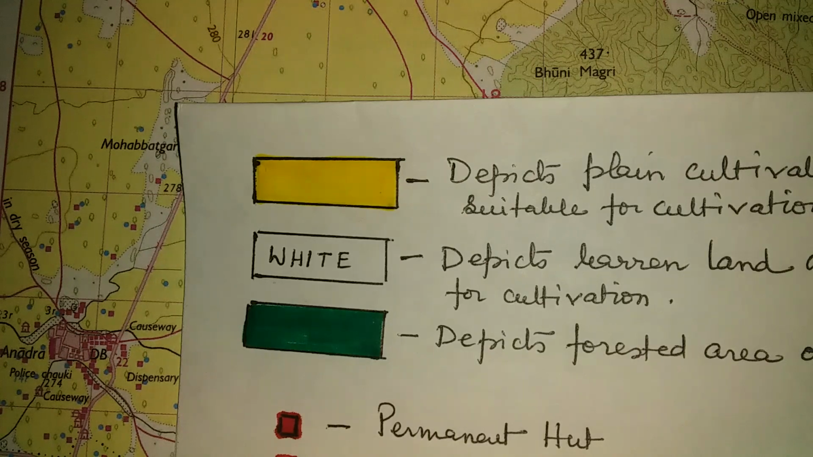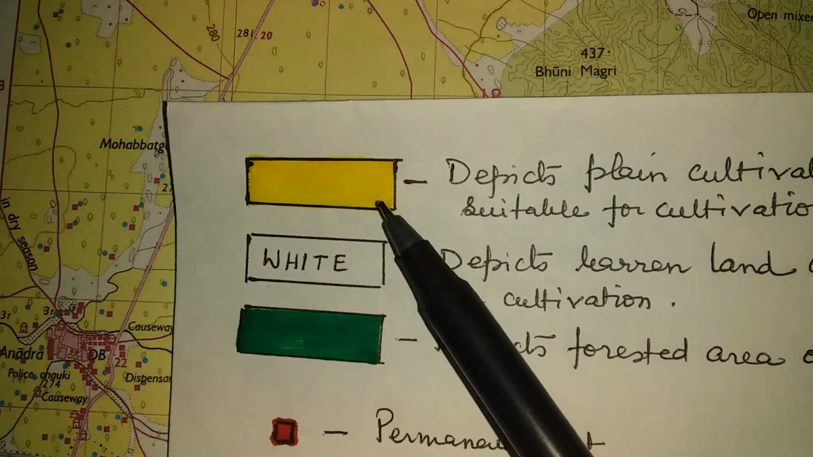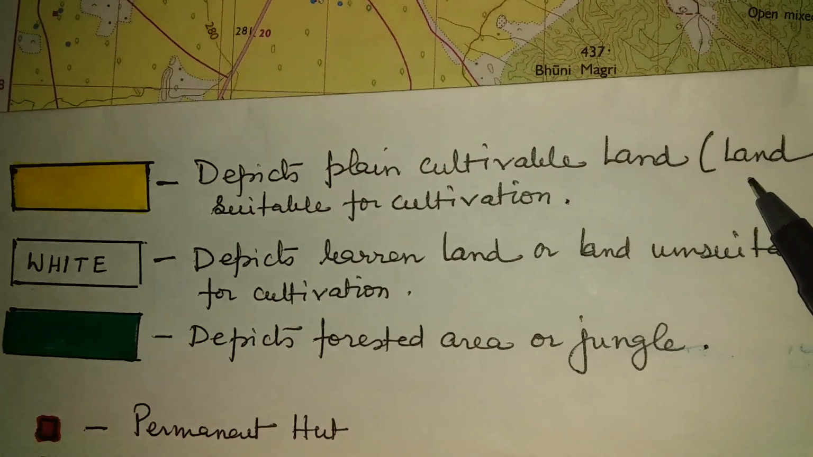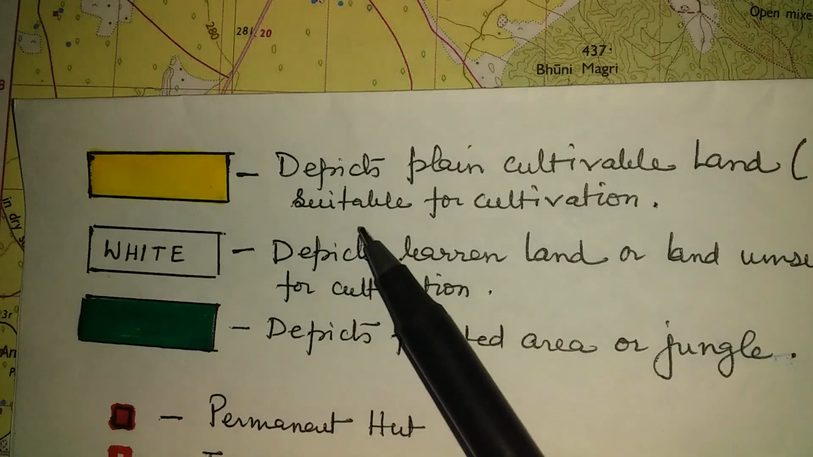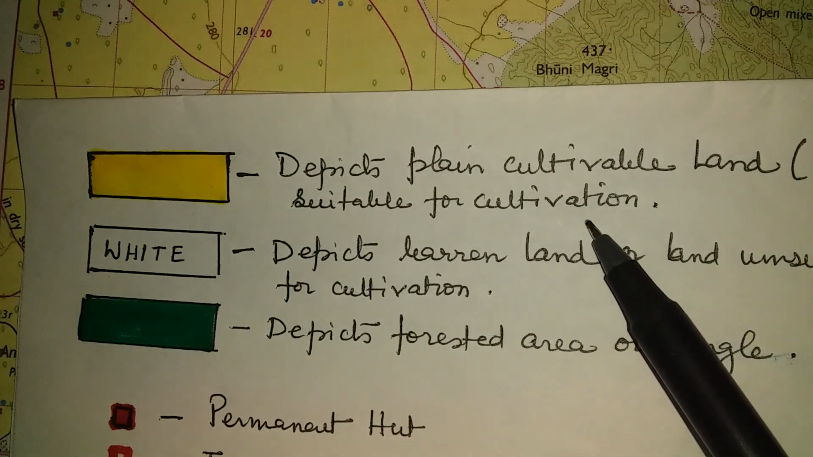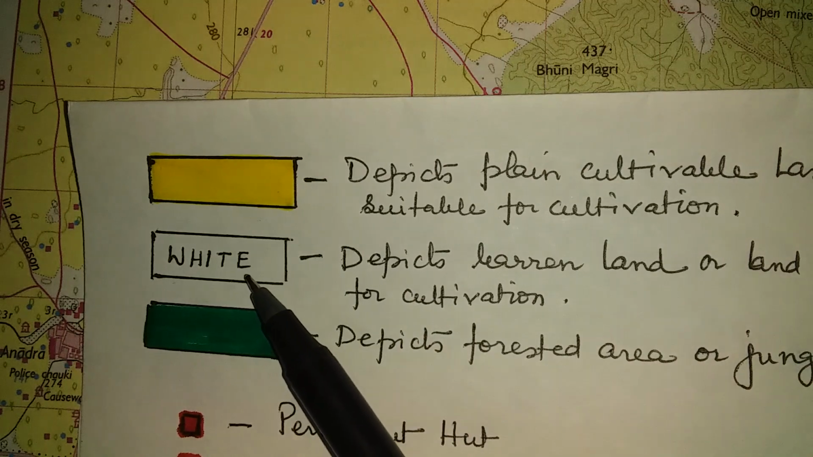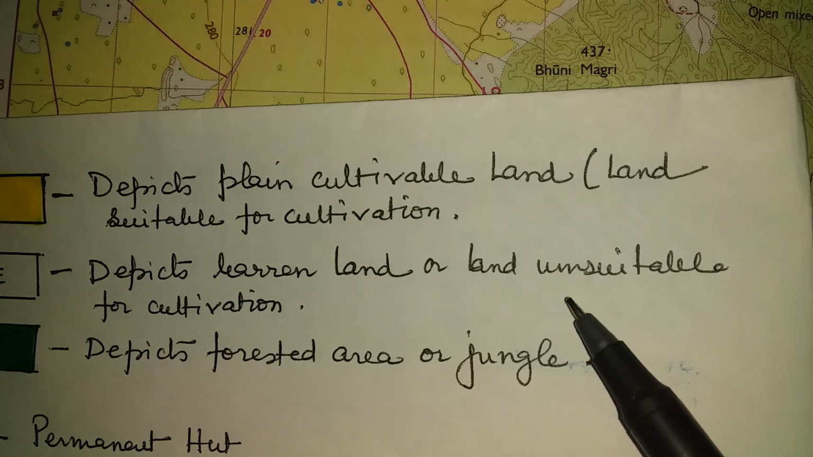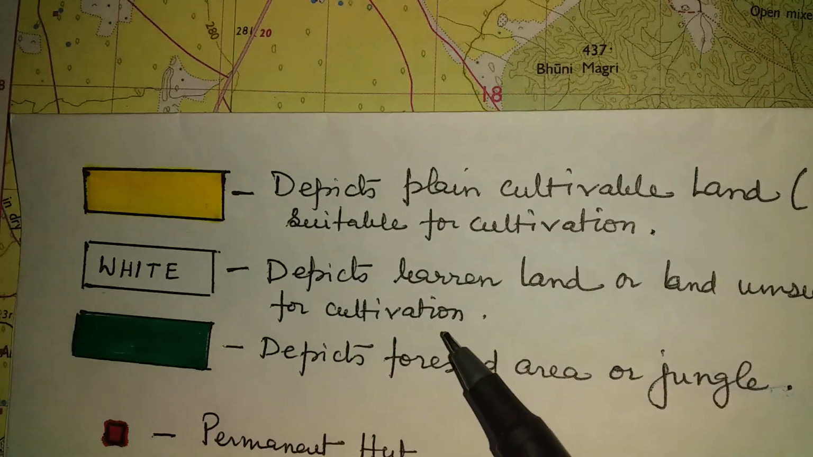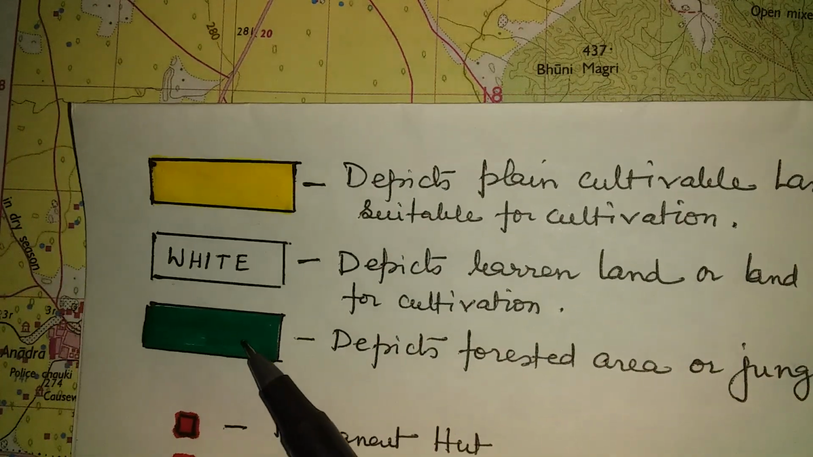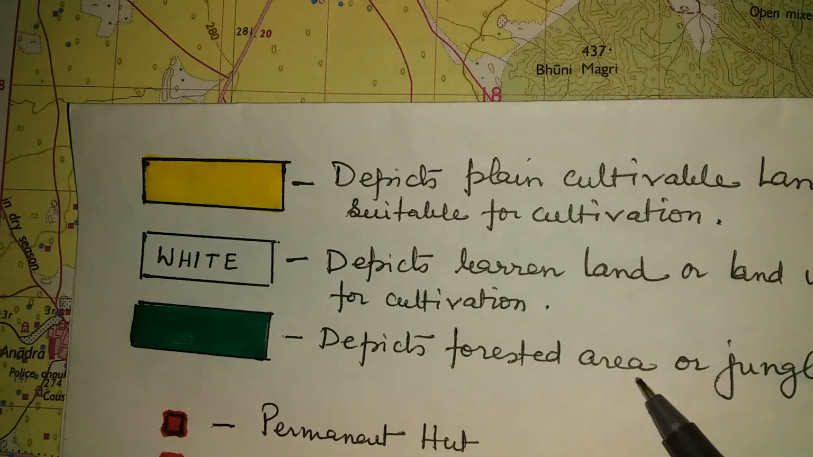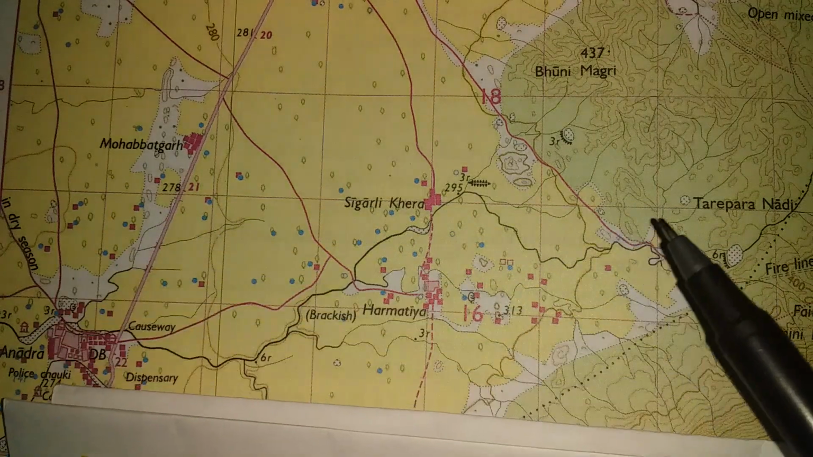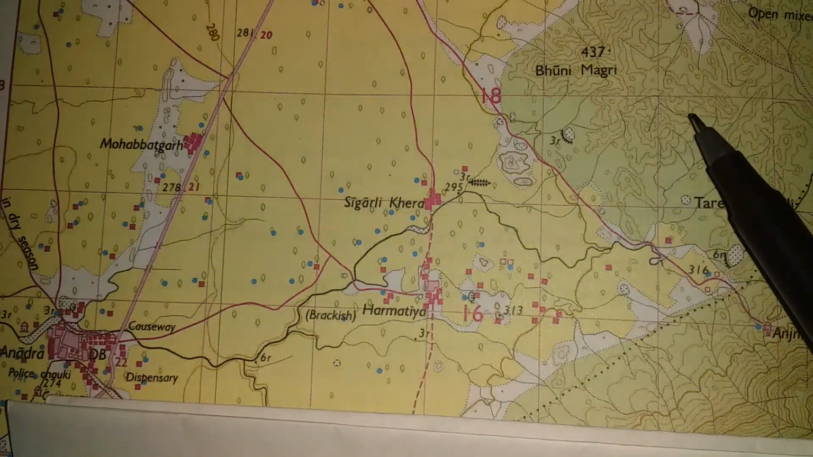They are as follows. Yellow color depicts plain cultivable land or land suitable for cultivation. White color depicts barren land or land unsuitable for cultivation. And the green color depicts forested area or jungle. So if we refer to the topo sheet, you will come across these three colors.